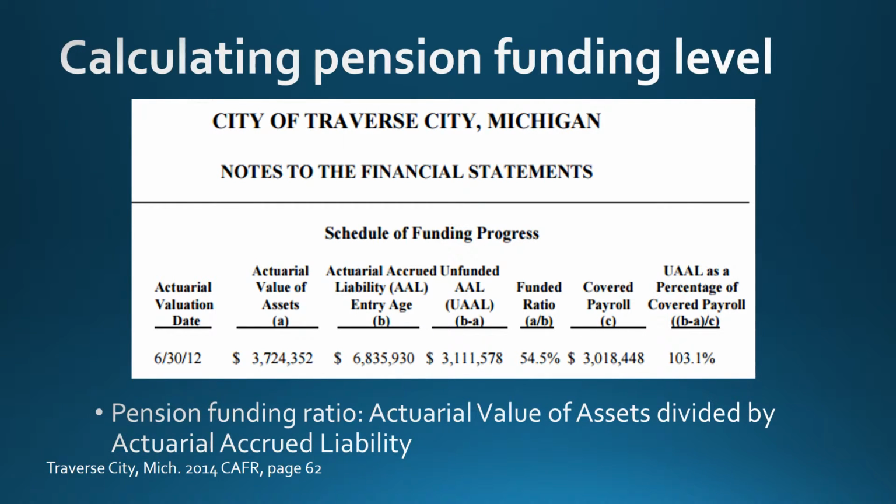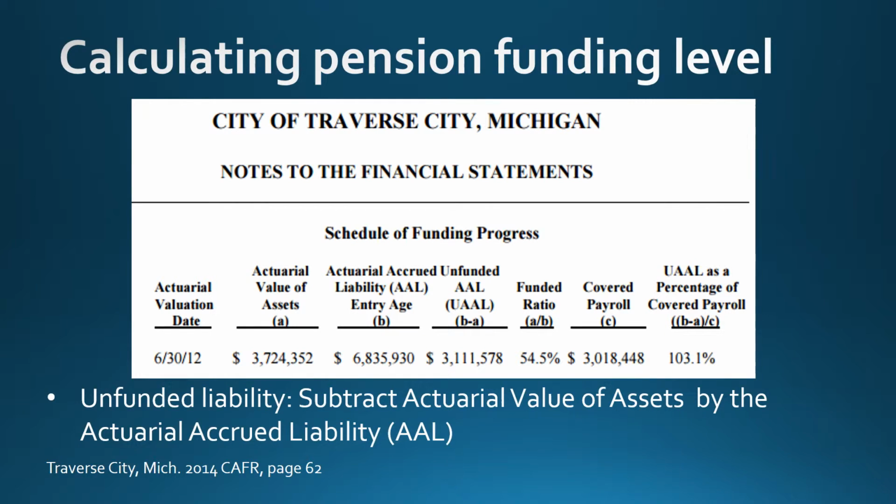In this Comprehensive Annual Financial Report for the city of Traverse City, Michigan, they break down for you the pension funding ratio, which is calculated by taking the actuarial value of assets divided by the actuarial accrued liability, meaning taking the value of the fund of the pensions and dividing it by what is owed presently to all retirees who are vested in the pension system. So in this case, they took the 3.7 million and divided it by this 6.8 million figure, and that's how they arrive at the pension funding level of 54.5%.